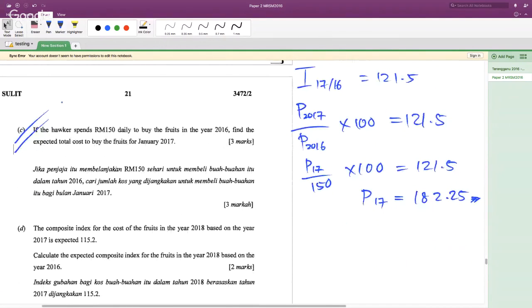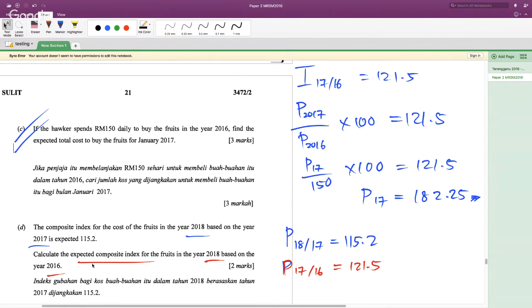Okay, they give you a new index number. The composite index number for all the fruits for 2018 based on 2000. So I know the price index for 18/17 is 115.2. Just now we have the price for 17/16 is 121.5. So I marked down everything because I need to find the new expected composite index for 18 based on 16.